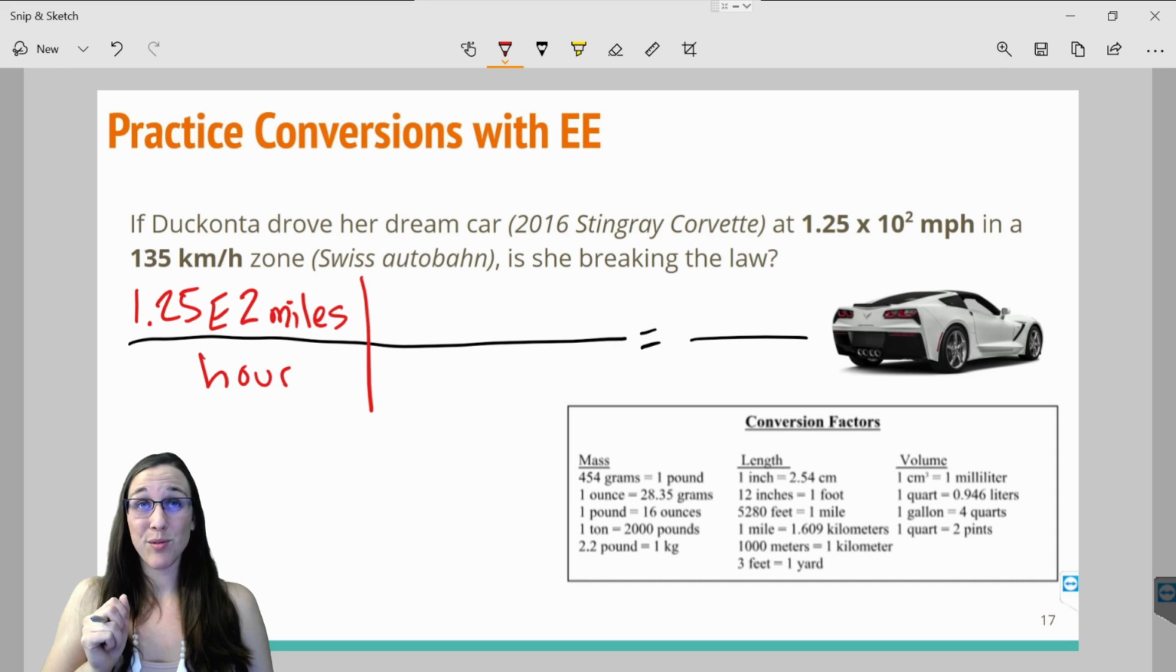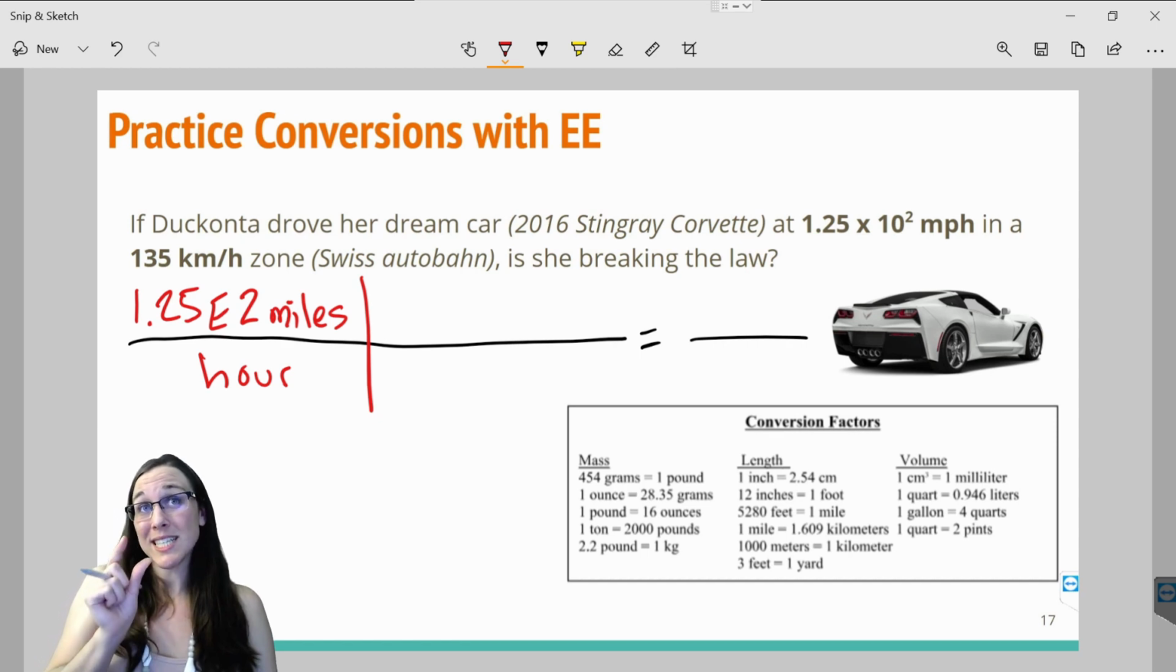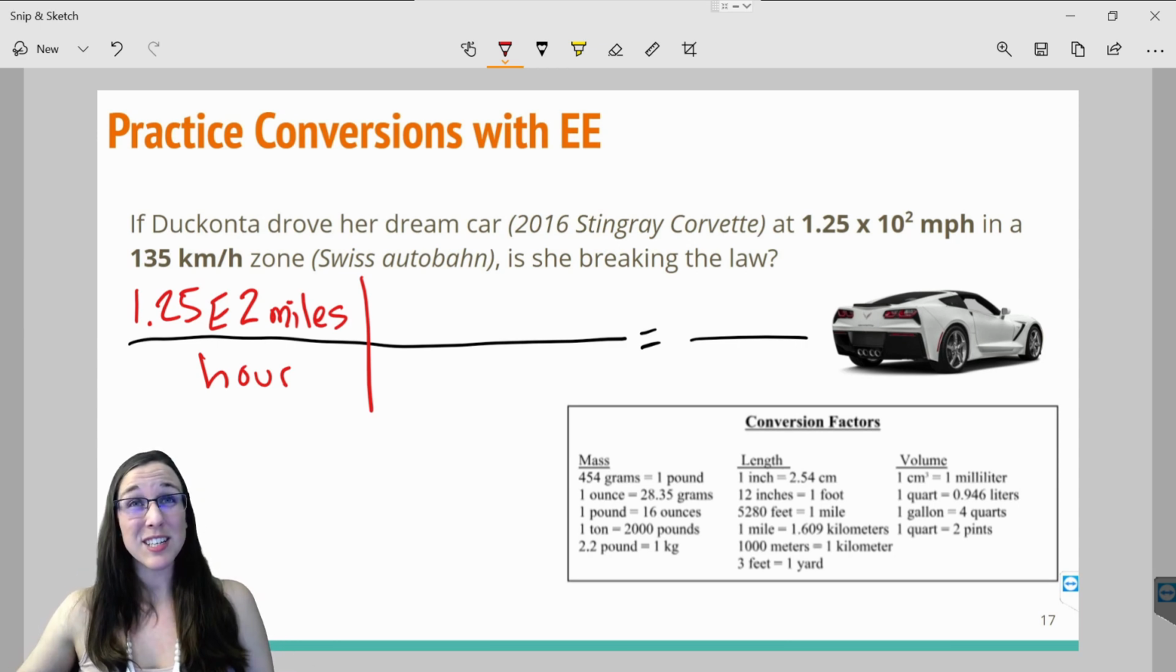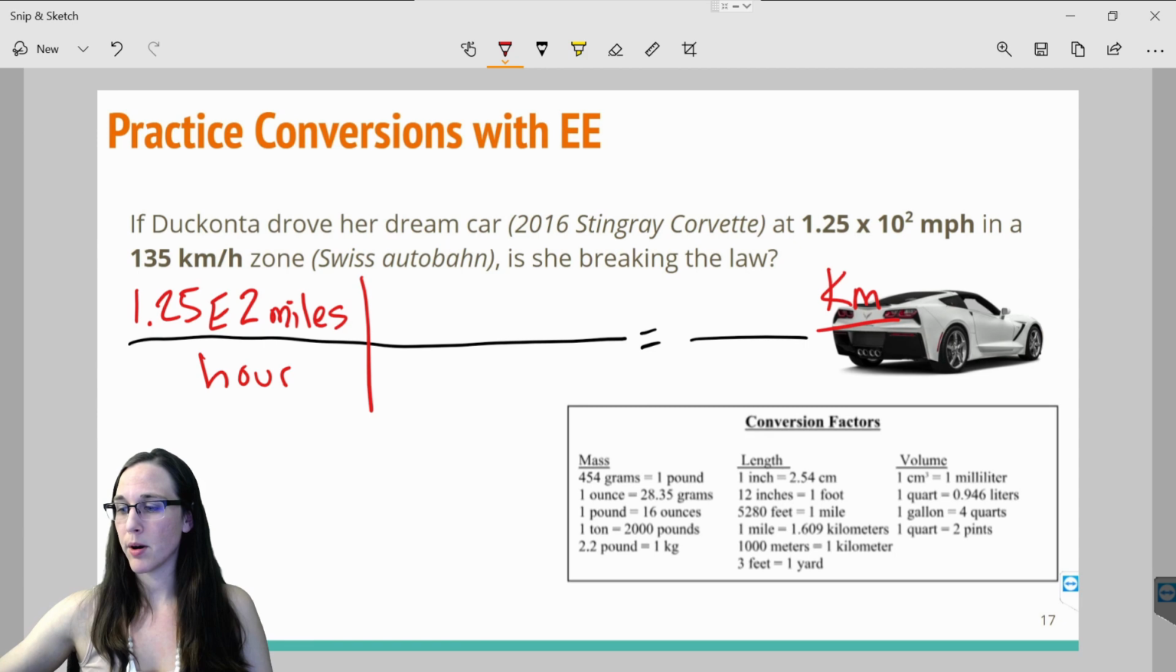Notice that I have written 1.25 E2 miles over hour. That's miles per hour. The number is always going to be stuck to or velcroed to the first unit that it comes in contact with. Now the thing they're asking us for is kilometers per hour. So that should be our goal units. We'll put kilometers per hour at the end of our line.